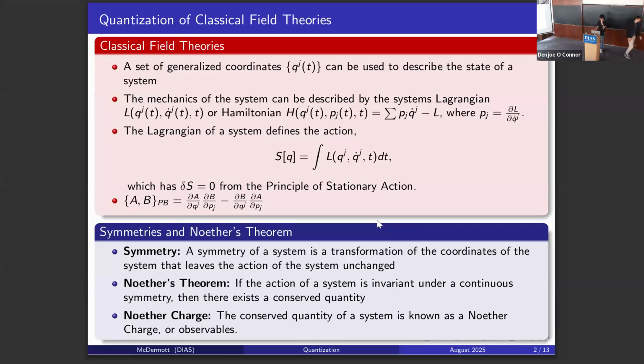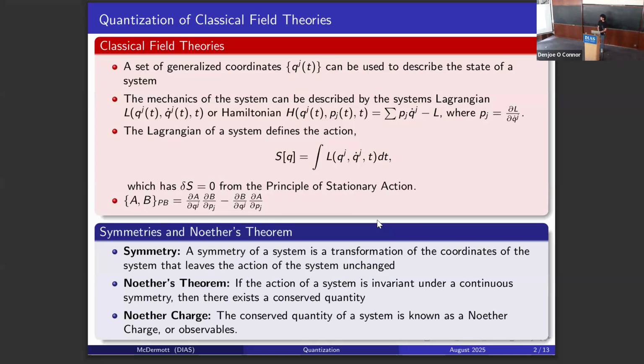Okay. So we first have to discuss just a little bit of background on classical field theories. In general, a generalized set of coordinates, Q, can be used to describe the state of a system, where the mechanics of the system are then described either by the system's Lagrangian, which is a functional of the generalized coordinates, generalized velocities, and time, or it can be changed to the Hamiltonian, where generalized momenta replace the generalized velocities.